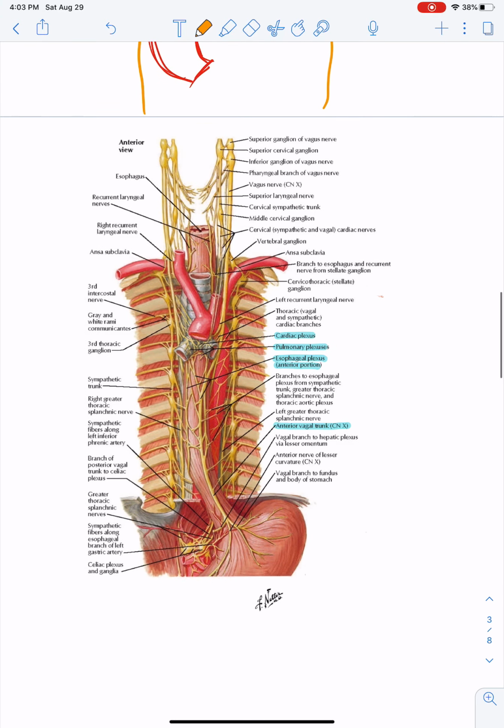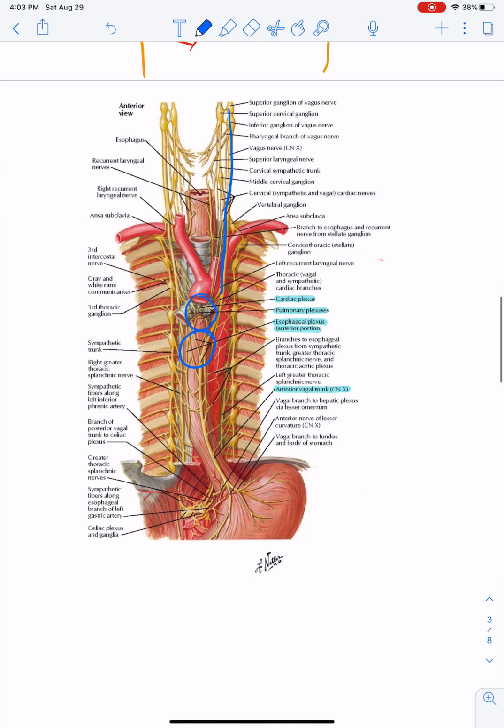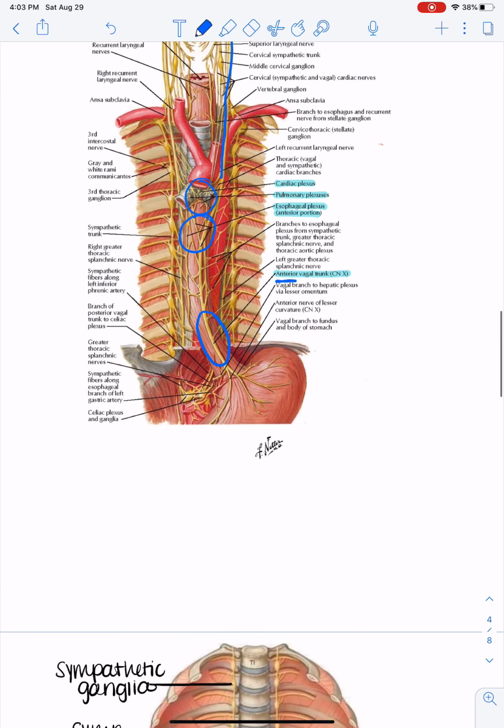And then right here we can see the right vagus nerve. It continues to travel inferiorly, and both the right and left vagus nerves will give off branches of the cardiac and pulmonary plexus, the esophageal plexus, and then eventually they descend into the abdomen as the anterior and posterior vagal trunks, but we will only see the anterior one here.